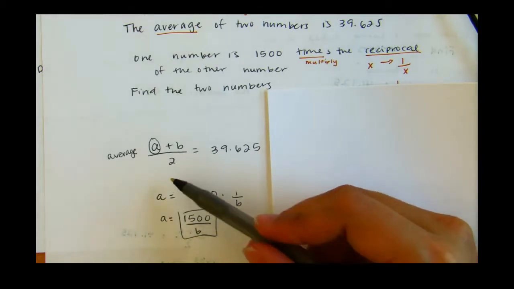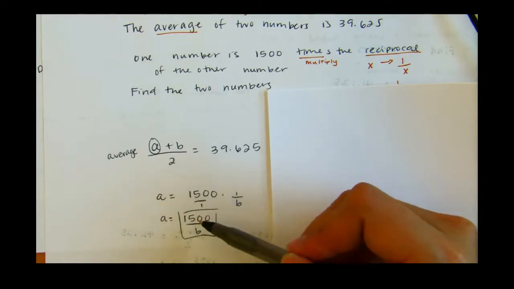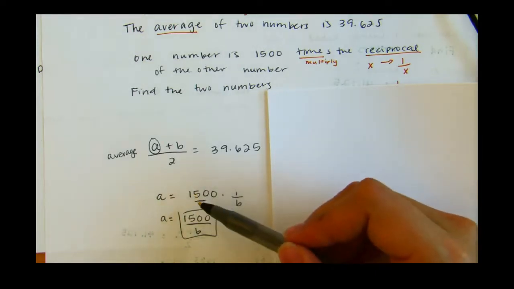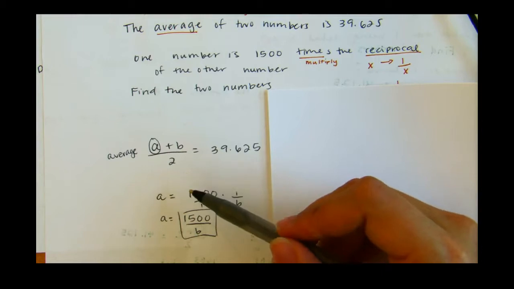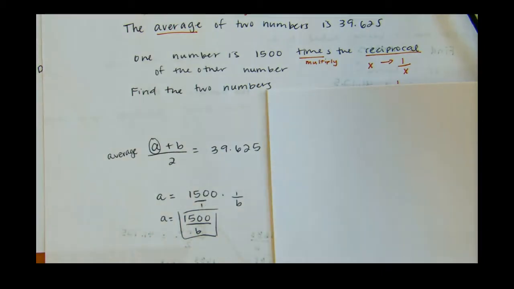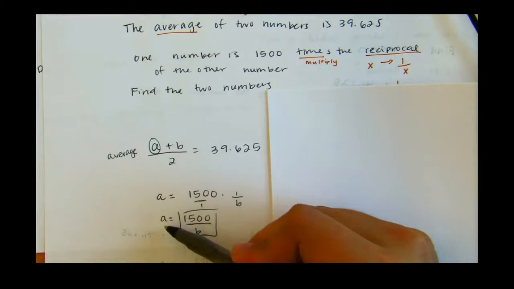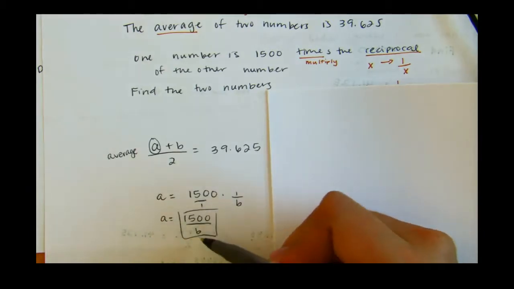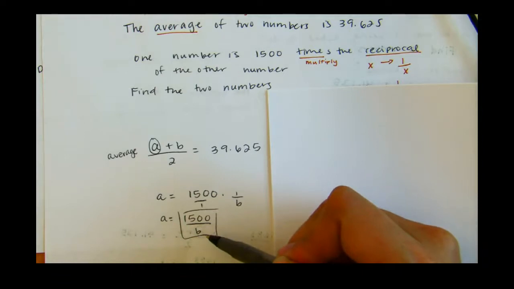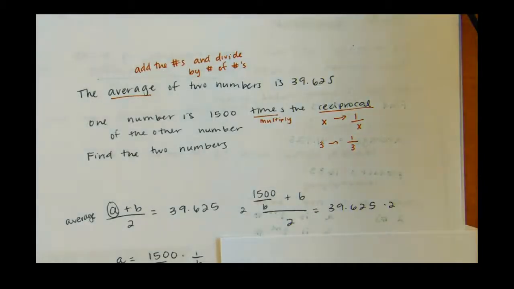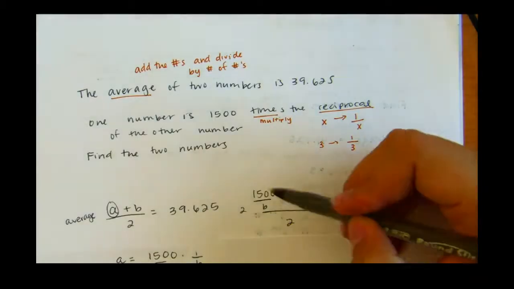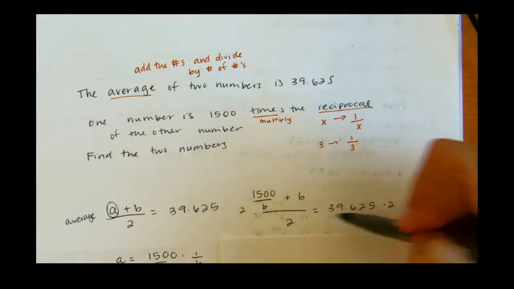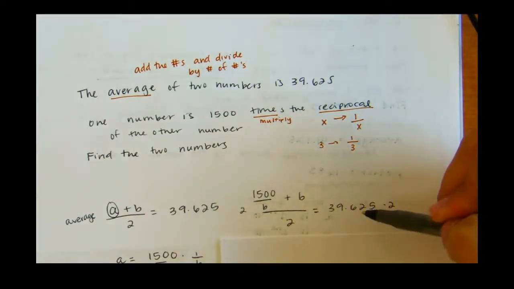Now at this point, similar to the last problem that we went over, you've got a system of equations. So I've got two different equations with two variables. I can solve that. So since I know what A equals, I can plug 1,500 over B into A in this equation. So when I do that, I'll get 1,500 divided by B plus B divided by 2 is equal to 39.625.